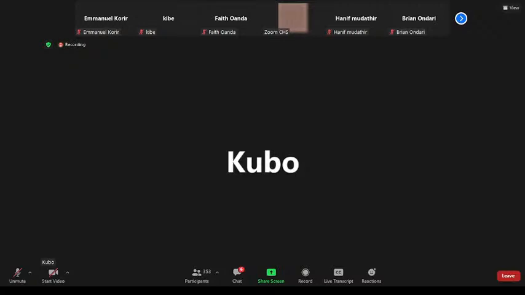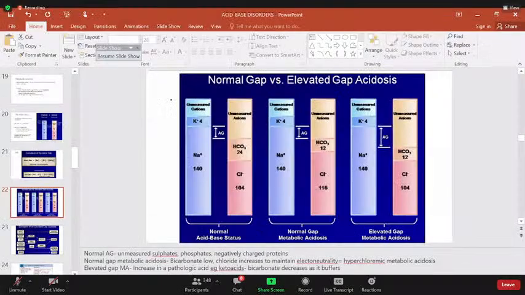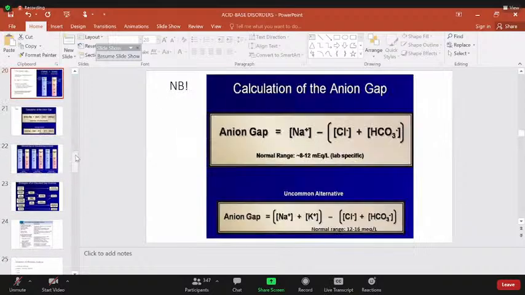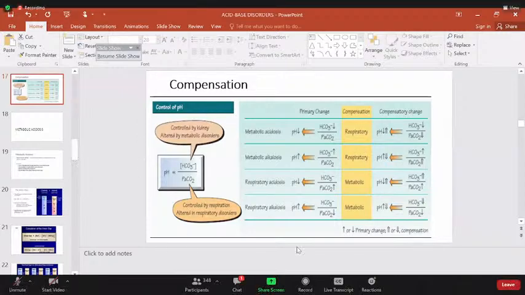The other question is, kindly go over the slide for compensations for respiratory alkalosis. Okay, so let me share my screen again. So this summarizes everything. So he wants me to go through respiratory alkalosis. Yes, doctor. Respiratory alkalosis. Okay.